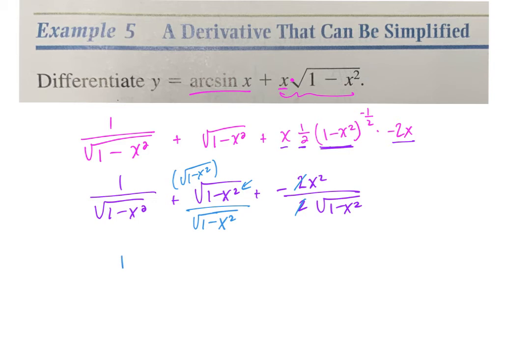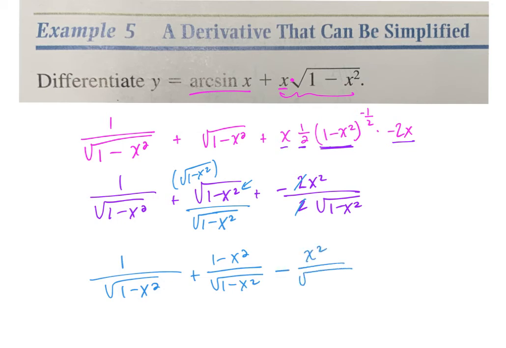So I have 1 over the square root of 1 minus x squared plus 1 minus x squared over the square root of 1 minus x squared minus x squared over the square root of 1 minus x squared. Okay. So we end up with 2 minus 2x squared over the square root of 1 minus x squared.